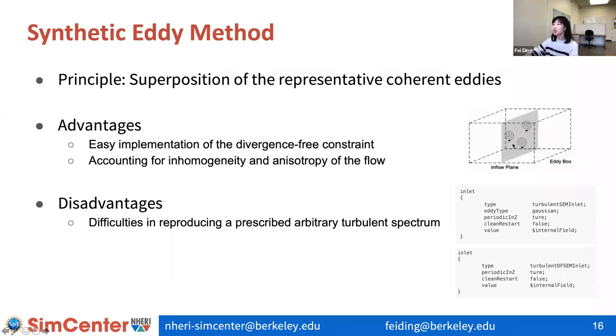And the advantages of using the synthetic eddy method is that it's easy to implement the divergence-free constraint, or the continuity equation in the Navier-Stokes equations, and also it can account for inhomogeneous and anisotropic atmospheric boundary layer flows. The disadvantage is that, because of the limitation from the shape function in this method, it has difficulty reproducing arbitrary prescribed turbulent eddies.